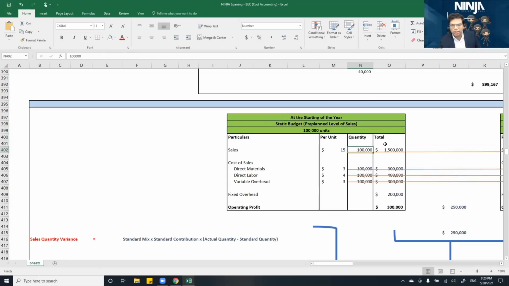Now, this is the budget they prepared, where sales is $15 per unit and they sell 100,000 units such that the total sales is 1.5 million. And then they have the cost of sales. Direct material will be $3 per unit, and for 100,000 units, it will be $300,000. Labor would be 4, which will make a total of 400,000. Variable overhead would be 3, and it will be a total of 300,000. Fixed overhead will not depend upon anything, which will give them a planned operating profit of $300,000. This is the profit they have estimated. This is the pre-planned level of budget they have made at the beginning of the year using 100,000 units.